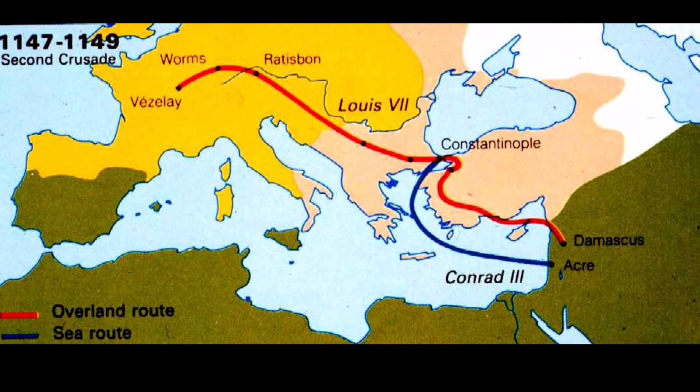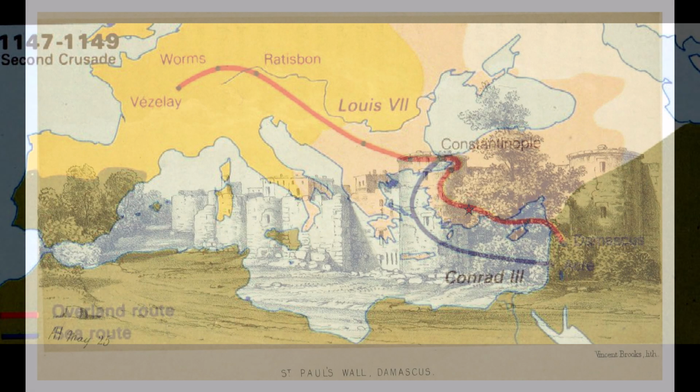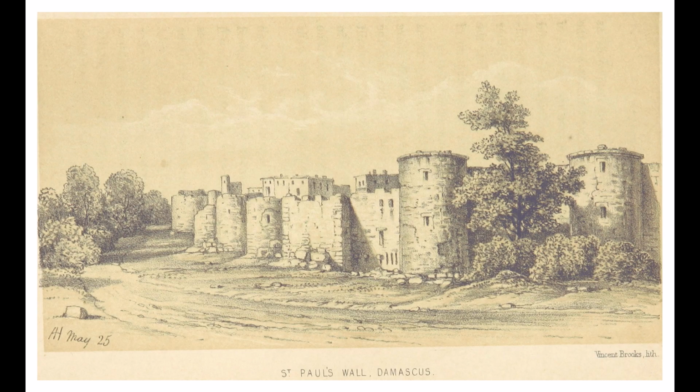Meanwhile, Louis VII's French forces arrived at Constantinople and they too entered Asia. They were attacked by the Muslim forces near the ancient towns of Colossae and Laodicea, but they continued on and eventually laid siege to Damascus in 1148. Louis was joined by Conrad at Damascus. The siege was ultimately a failure for the French, and so Louis returned to France. Ultimately, the Second Crusade achieved little.